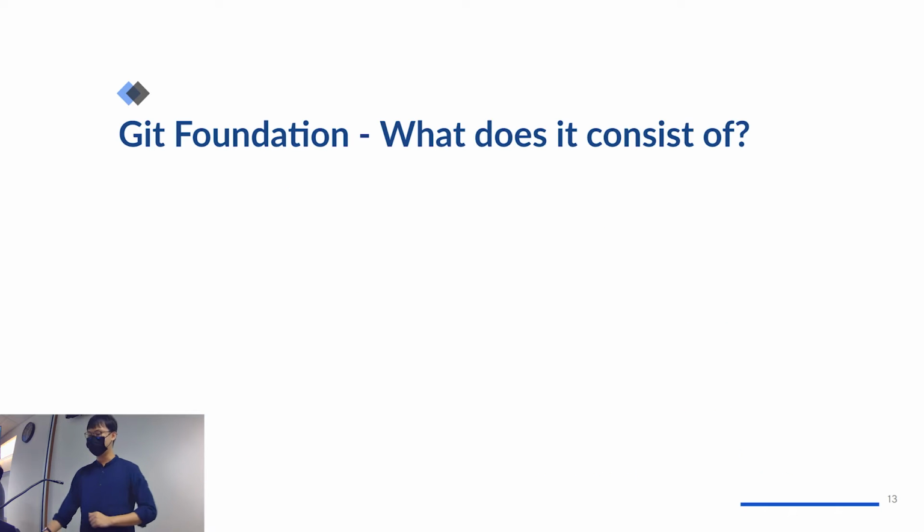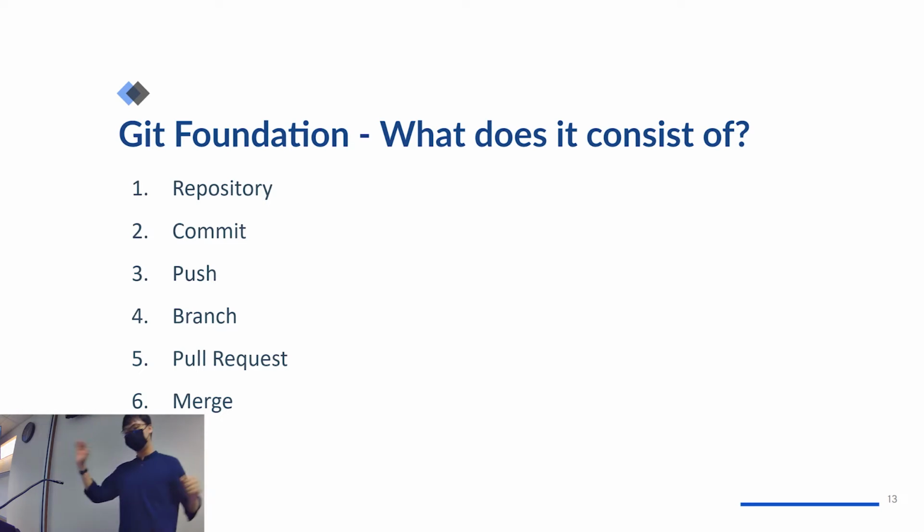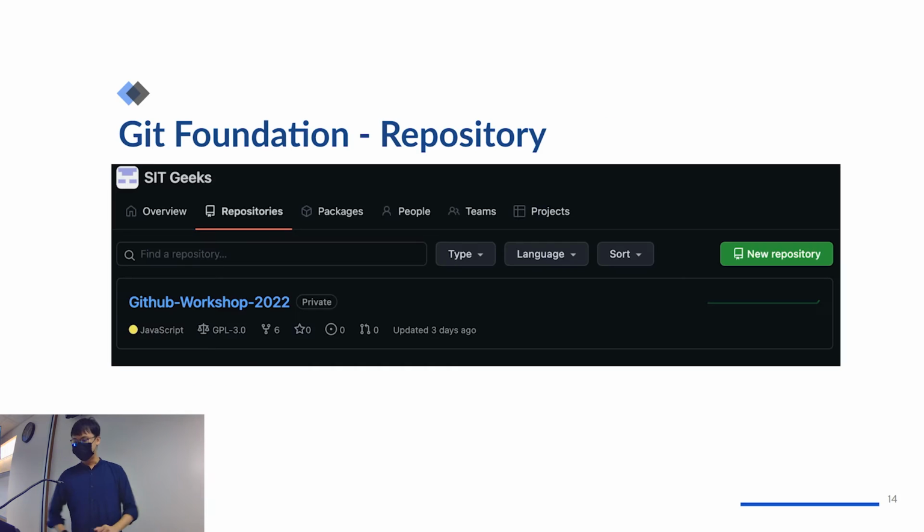Okay, so what does Git consist of? There are several portions that Git consists of. Firstly will be the repository, followed by commits, pushes, branches, pull requests, and merges. So let's start with the repository.